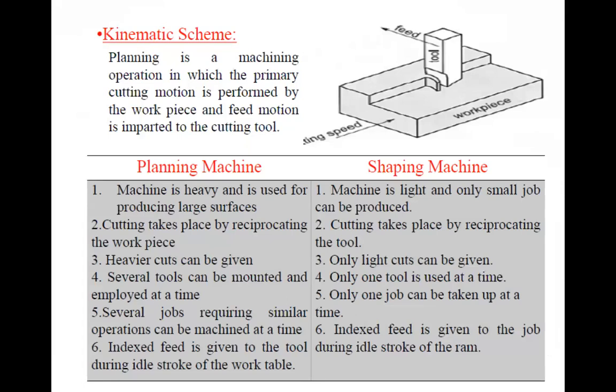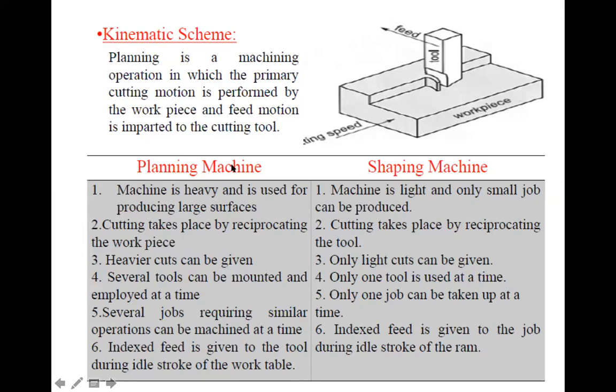The only thing is, in the shaper the tool is reciprocating and the workpiece is stationary. Here the workpiece is reciprocating and the tool is stationary. That's the only difference between the shaper and planer. Planing is a machining operation in which the primary cutting motion is performed by the workpiece and the feed motion is imparted by the cutting tool. The cutting tool can move in this direction, so feed motion is given by the cutting tool, not by the workpiece. In some cases, feed motion is given to the workpiece also.